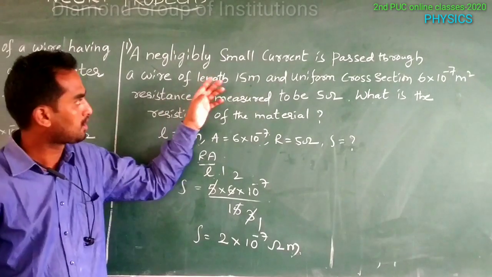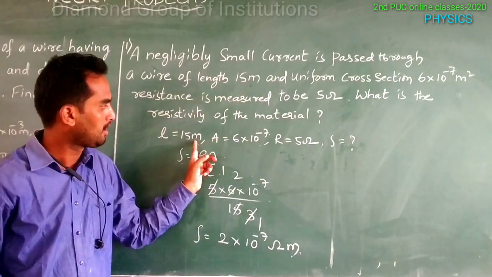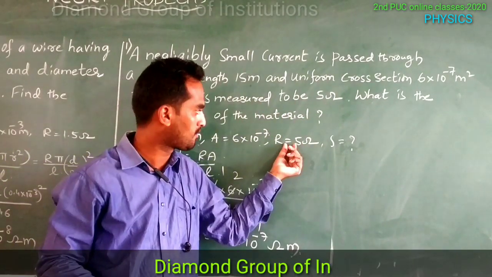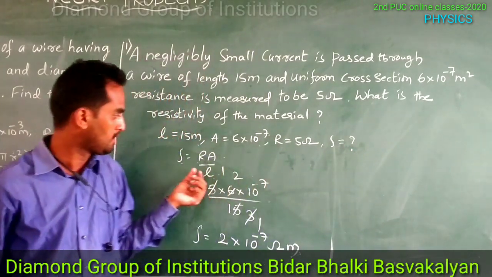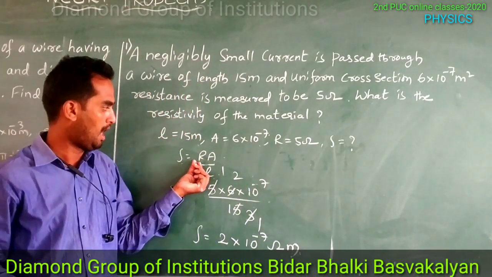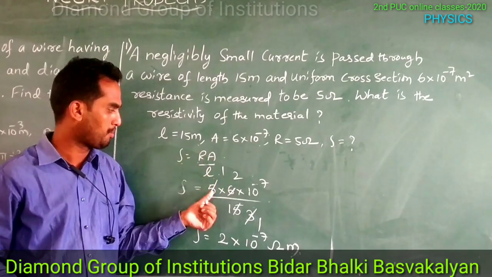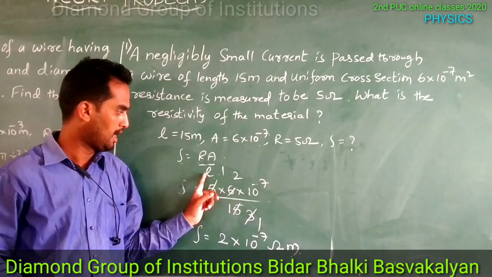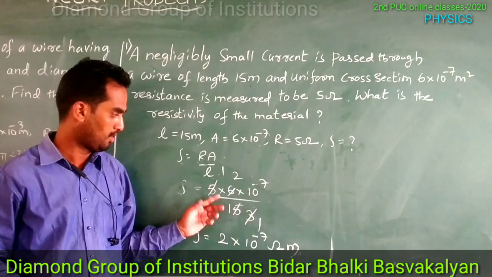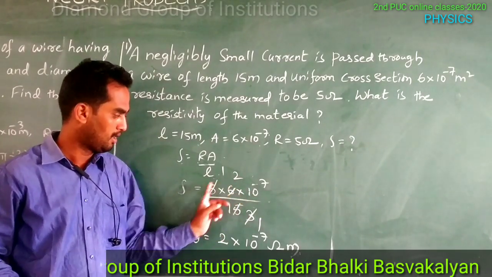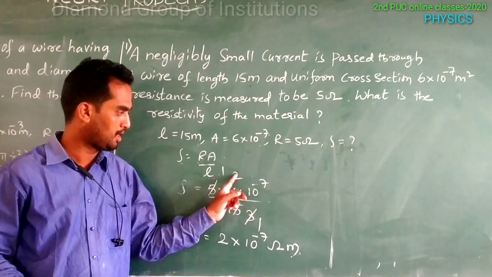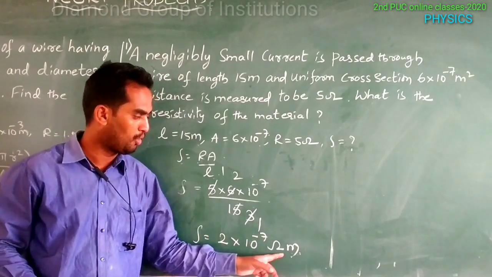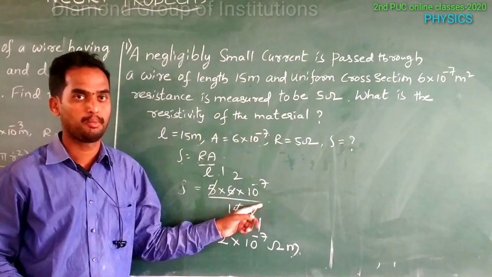See once again, what are the given values? Length 15 meter, area of cross section 6 into 10 to the power minus 7, and resistance value is given as 5 ohm. The question mark is resistivity. So resistivity formula: rho equal to R into A by L. R value is 5, into 6 into 10 to the power of minus 7 is the area of cross section, and the length of the conductor is 15. So if you do this simplification, 5 threes are 15, and 3 fives are 15. So what is the answer? 2 into 10 to the power of minus 7. And what is the unit of resistivity? Ohm meter. So this is the first problem.